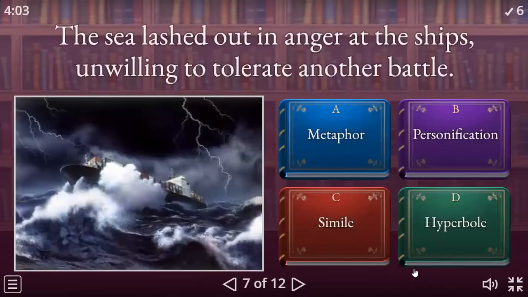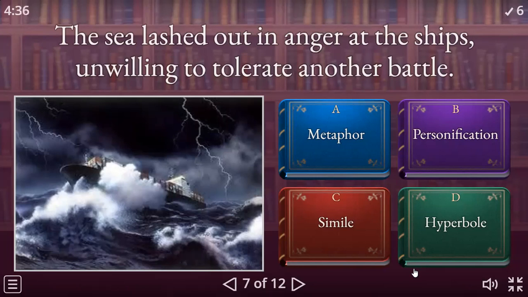The sea lashed out in anger at the ships, unwilling to tolerate another battle. What do you think? Metaphor, simile, personification, or hyperbole? Personification. Nour says personification, Mohammad, what do you say? Personification because it said "in anger." Excellent. Both of you are excellent.